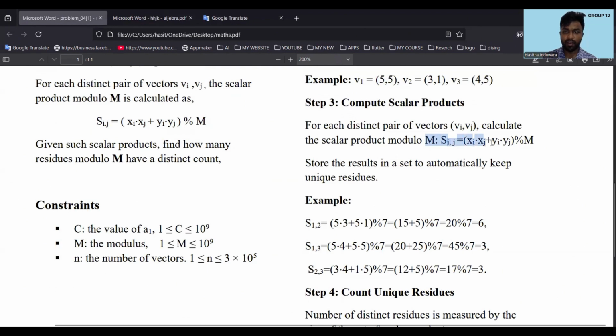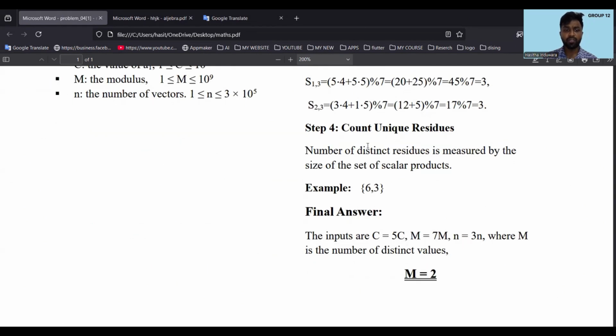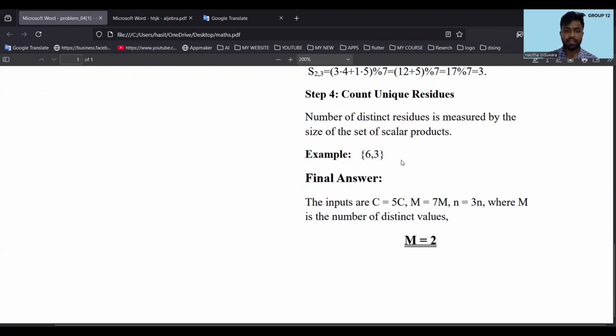Here is the formula. Step 4, count unique results. Finally, we find out how many answers are different. In our example, these results are 6 and 3. Finally, the answer M equals 3.